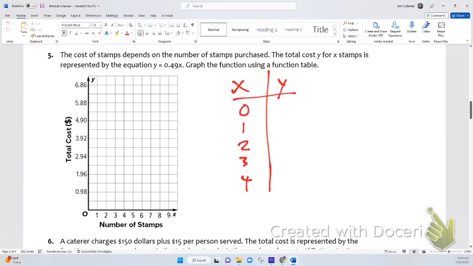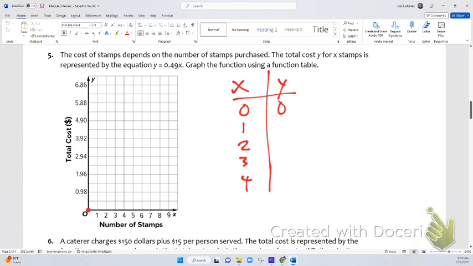Okay? So this is probably where some of you are going to need your calculators. If we start with 0, if you buy 0 stamps at 49 cents a stamp, what's 0 times 49? Well, that's simply 0. So my first point is going to be down here where it says 0, 0. We said that every stamp costs 49 cents. How do I know that? Because in the equation it says y equals 0.49x. The 49 simply means 49 cents per stamp.